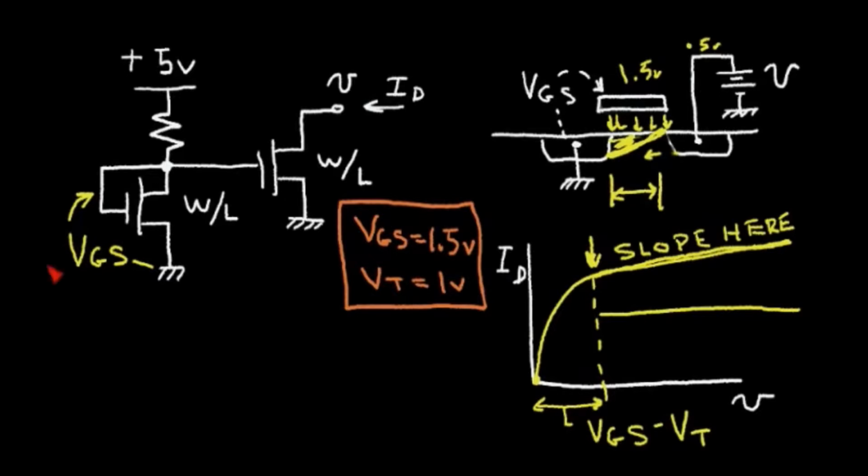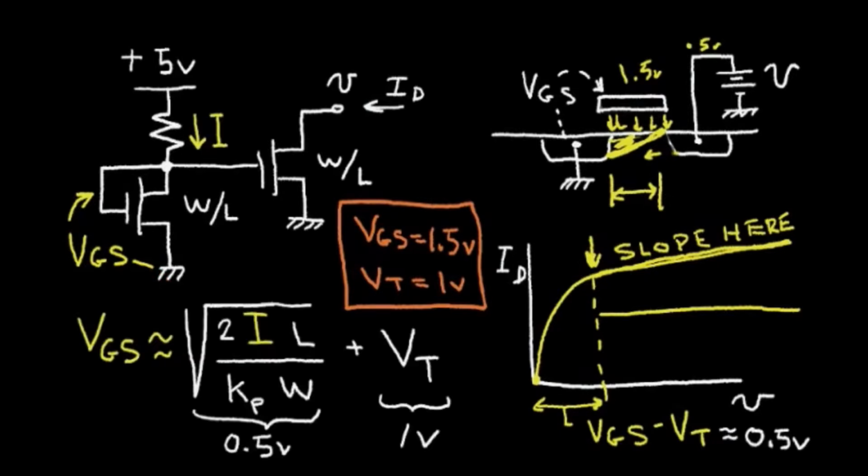So say we want to calculate the voltage gate to source. How do we do that? Well, let's turn on this math equation. And this shows the equation for the approximate voltage gate to source that is approximately equal to the square root of this term plus the VT threshold voltage that we're assuming is 1 volt. And we're also assuming that this term, the square root term, is a half a volt. And that gives me the voltage gate to source of 1.5 volts, which I'm assuming in this particular example.